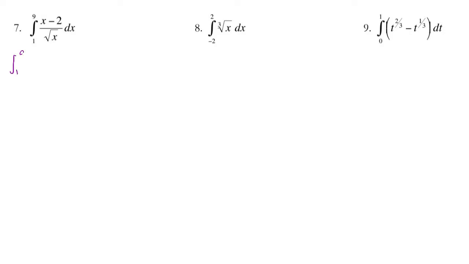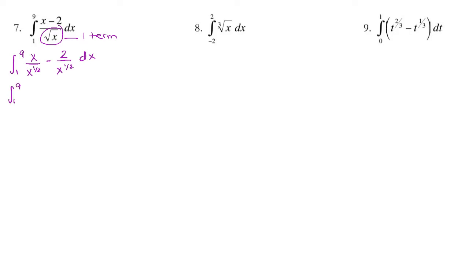From 1 to 9, we can say this is x over x to the 1/2 minus 2 over x to the 1/2. Now we're allowed to do that as long as you have one term in the bottom. Now if you have more than one term in the denominator, don't do this. It won't work. So now we can subtract our exponents.